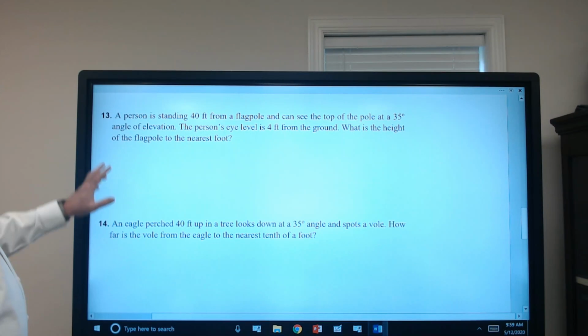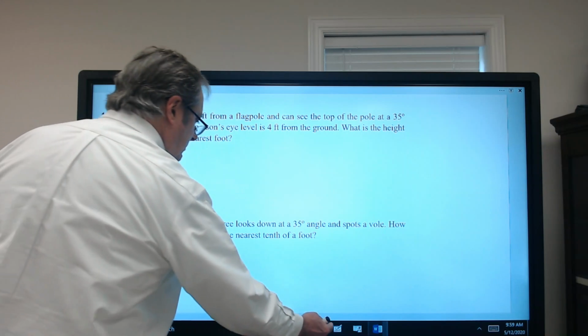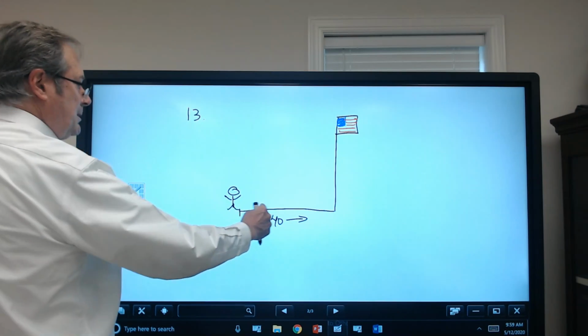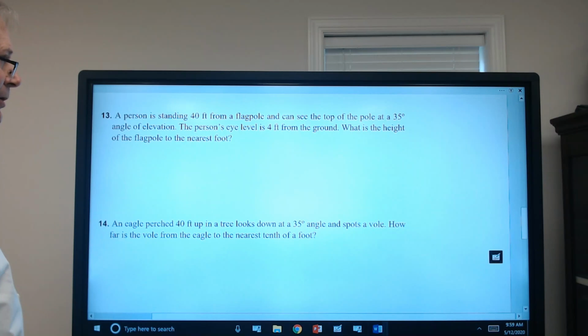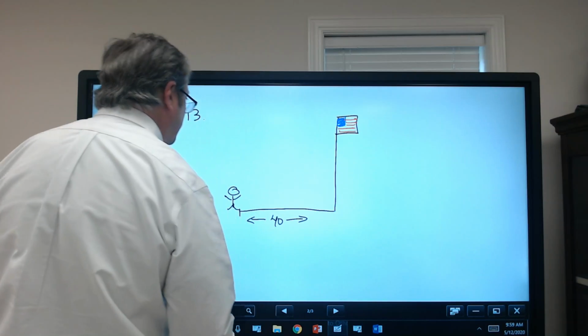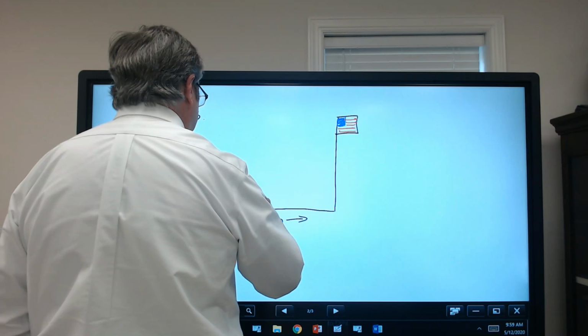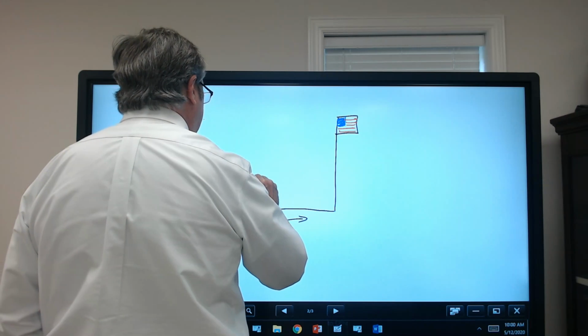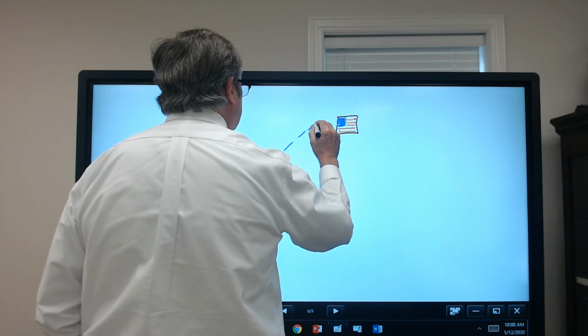All right, so let's read this together. We got a person standing 40 feet from a flagpole. He can see the top of the flagpole at a 35-degree angle of elevation. All right, so let's draw that in. 35-degree angle of elevation, but it's from his eyeball, and that'll be important in a minute.